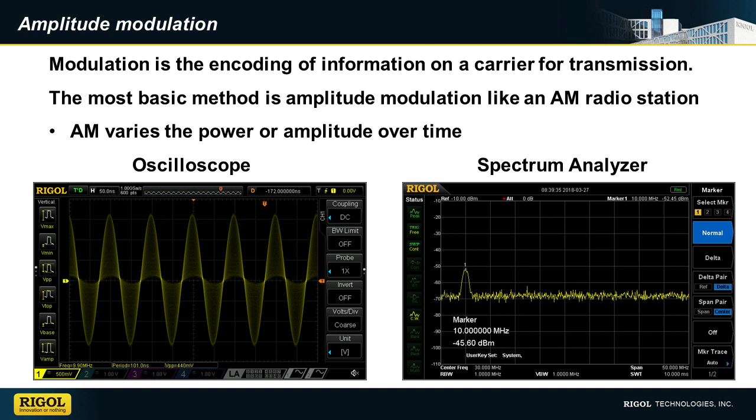AM modulation, amplitude modulation, is really the most basic type, much like an AM radio station. It varies the power or amplitude over time, in this case really sending analog data. Let's take a look at a different type of modulation, frequency modulation.